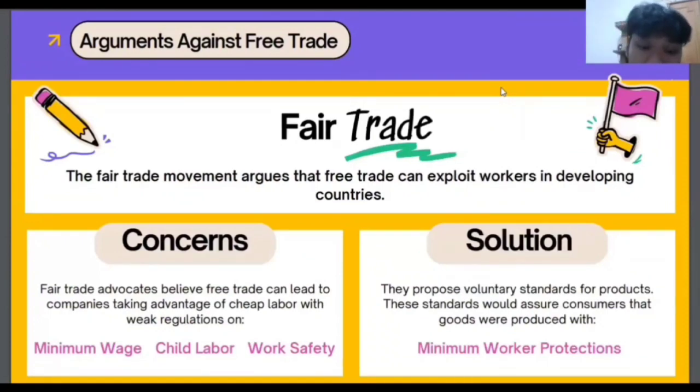The next one is fair trade. The fair trade movement argues that free trade can exploit workers in developing countries, and this raises concerns that companies take advantage of cheap labor with weak regulations on minimum wage, child labor, and worker safety. As a solution, they propose voluntary standards for products, and these standards will assure consumers that goods were produced with minimum worker protections. This approach is also known as trade justice.